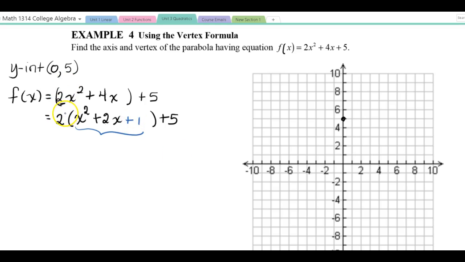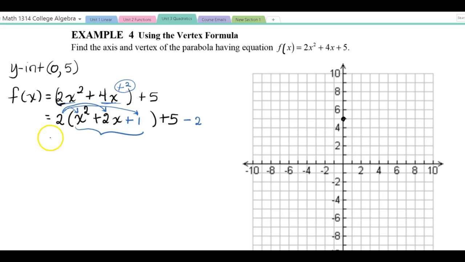Remember, when we want to get back to our original equation, we would multiply 2 times x squared to get our 2x squared, 2 times 2x, and that will give us our 4x, and then 2 times the 1, and that's going to give us 2. So if we add 2, then we need to make sure that we subtract 2, so that way our equation stays the same in terms of value.